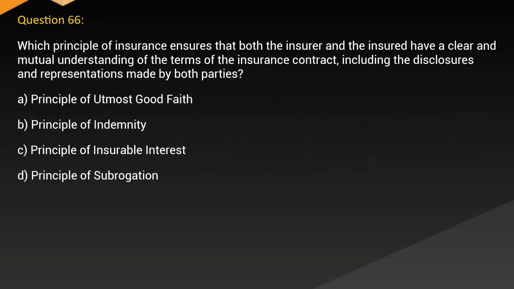Question 66. Which principle of insurance ensures that both the insurer and the insured have a clear and mutual understanding of the terms of the insurance contract, including the disclosures and representations made by both parties? A. Principle of utmost good faith. B. Principle of indemnity. C. Principle of insurable interest. D. Principle of subrogation.